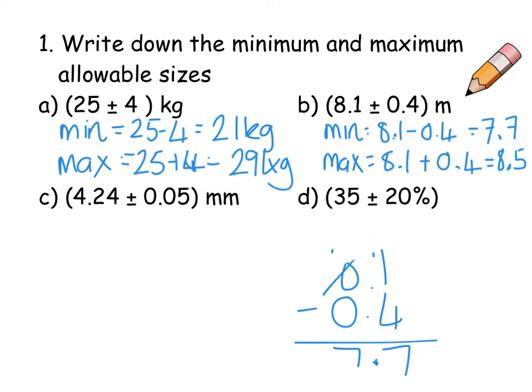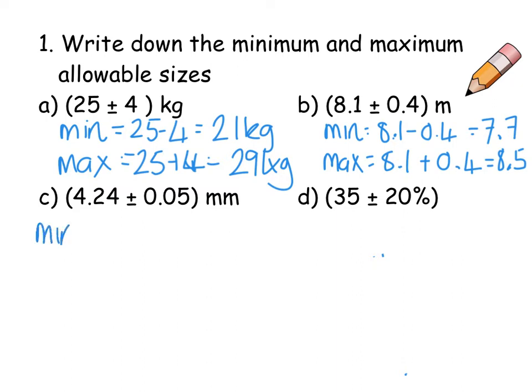Okay, my next one, 4.24 plus or minus 0.05. Sometimes the decimals get a wee bit trickier when they go to more decimal places. So I'm going to write the sums out first. The minimum would be 4.24 take away 0.05. And your maximum is adding on.